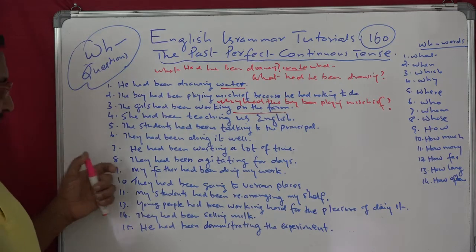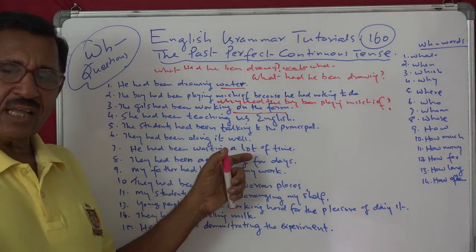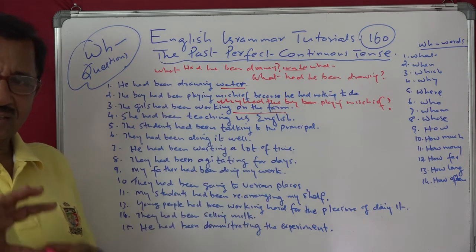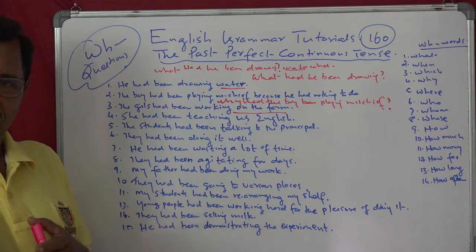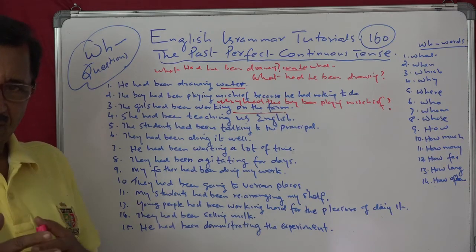Sixth: they had been doing it well. You have to get the answer well, then the question word is how. How had they been doing it?